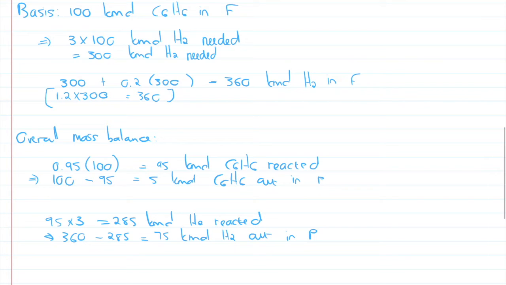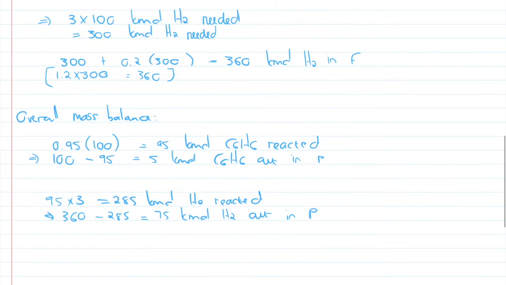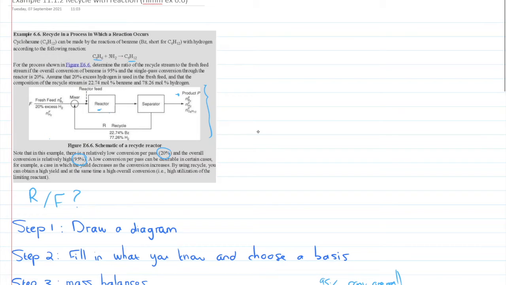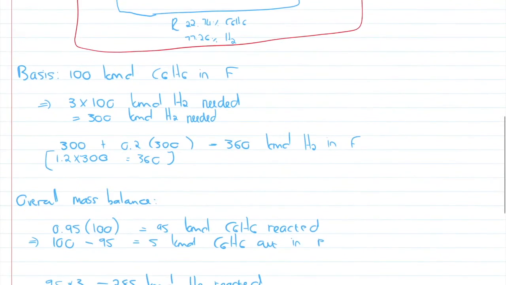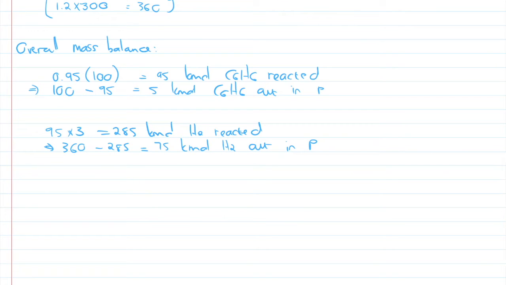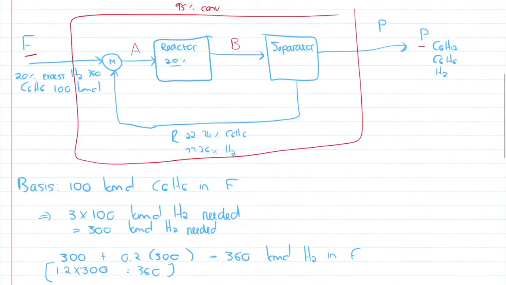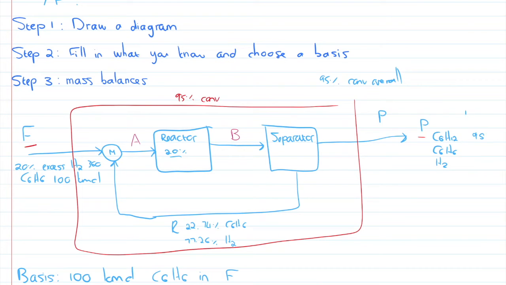Then the third and final component is the cyclohexane that we formed. So check the stoichiometry of your reaction. The benzene to cyclohexane is a 1-to-1 ratio. So every 1 mole of benzene reacting forms 1 mole of cyclohexane. So if I reacted 95 kilomoles of C6H6, I know that the same amount, 95 kilomoles of cyclohexane, formed. And that comes out in the product stream. So here I have 95, 5, and 75. So now I know the total of product stream P.